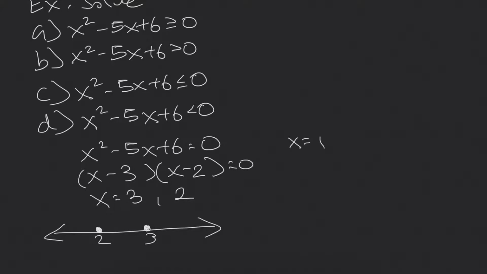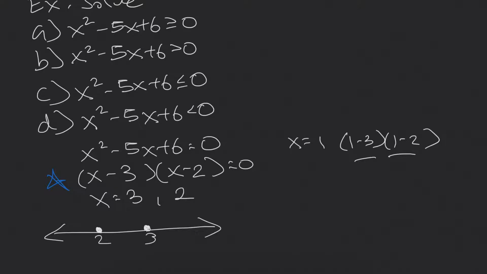In this case, I'm going to plug it into the factored form of my function. I think that's the easiest one to work with. So I'm going to have 1 minus 3 times 1 minus 2. Well, 1 minus 3 is a negative number.